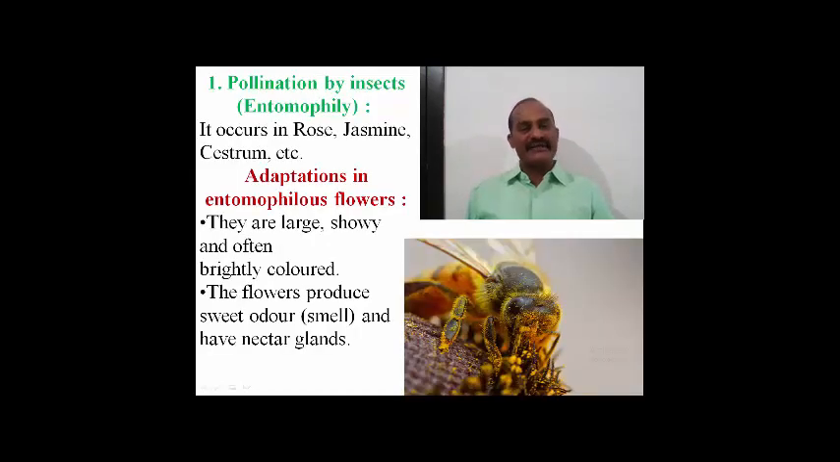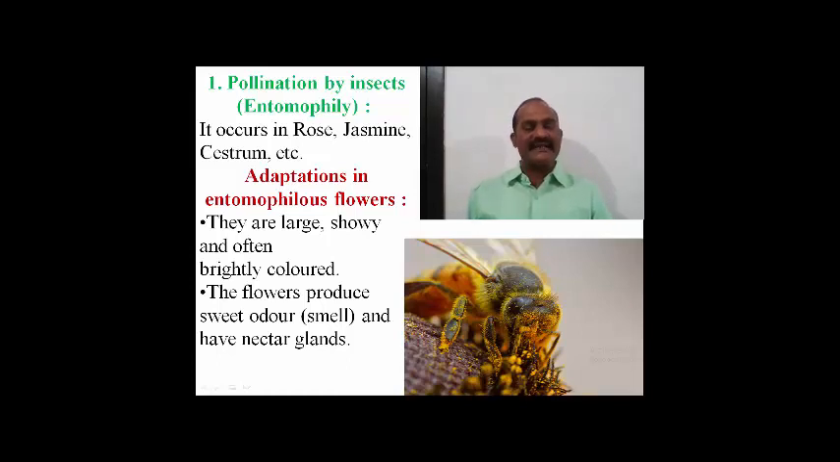In biotic pollination, we can have the first one in the form of insect pollination, also referred to as entomophily, and it is generally observed in plants like rose, jasmine, or even Cestrum. Now these plants show some adaptations for entomophily, and what are these? Number one, the flowers are large, showy, and often brightly colored, because these insect pollinators get attracted towards the attractive coloration, and that's why all the beautiful colors of flowers are produced only for attracting the pollinating agent.